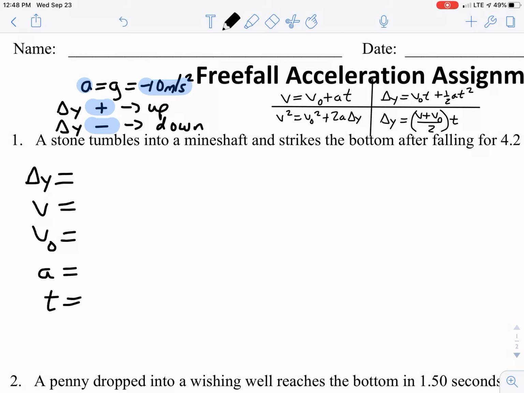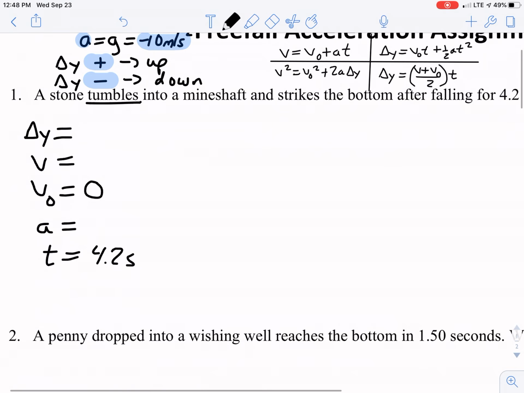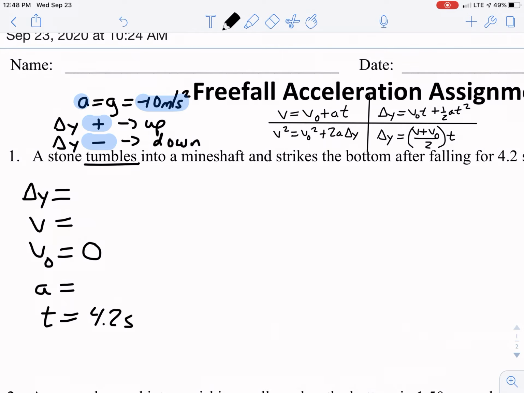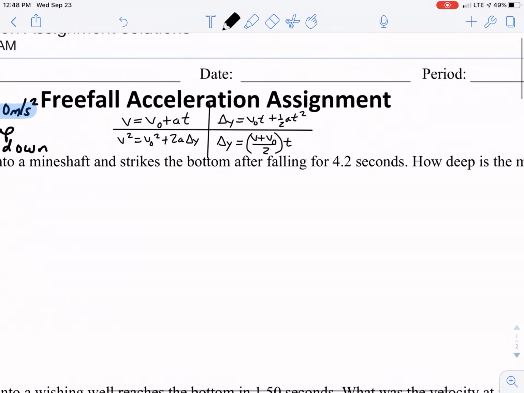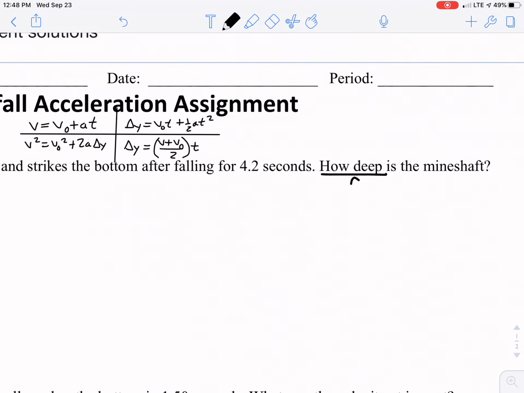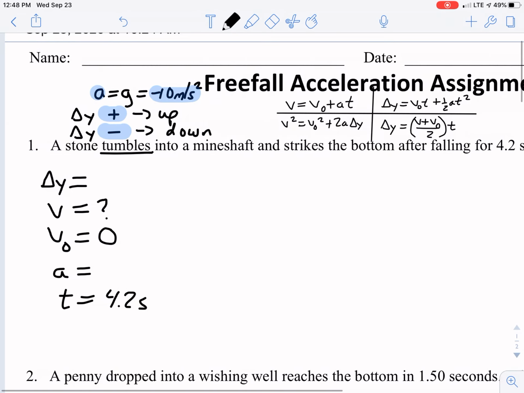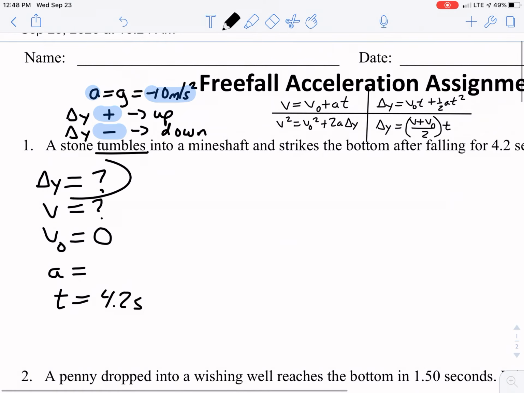Now the only piece of information there is 4.2 seconds. Well, there's actually more implicit information that's still here, and that's what we need to sort out. Tumbles is kind of a way of saying that it drops from rest. So v naught is 0. And specifically, if you see the word dropped, definitely v naught equals 0. We don't know the speed when it strikes, and we're looking for how deep. Well, deep would be how far. So in this problem, we're looking for the displacement.